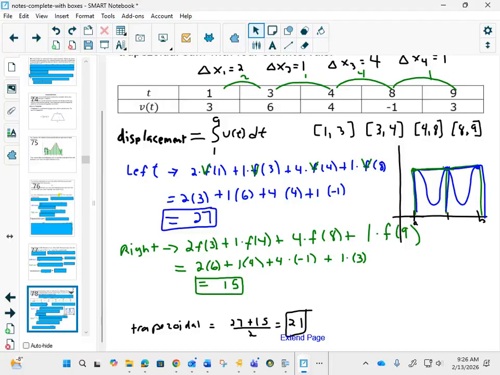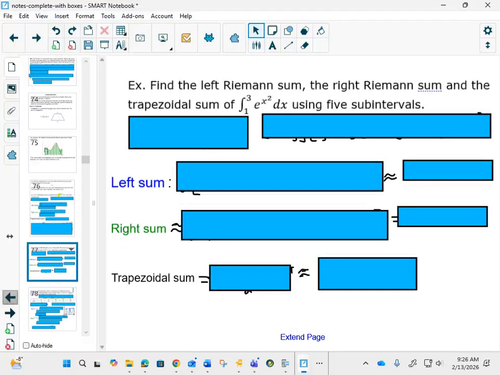Okay, so try this last question on your own, for e to the x squared. I'll put up the answers in the end.